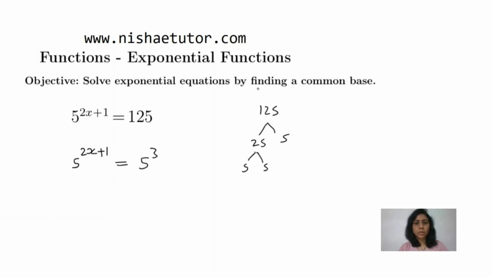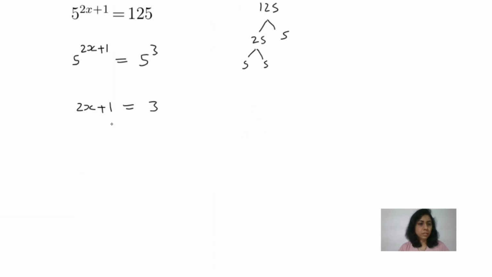So here, finding a common base, that is 5, and here the bases are the same, so exponents are equal. So we can write 2x plus 1 is equal to 3. This is a linear equation, we can easily solve. So both sides subtract 1. So this is 2x is equal to 3 minus 1, 2, and now both sides divide by 2, so we get 1. So x is equal to 1 is the answer.